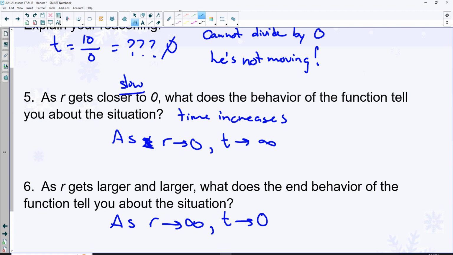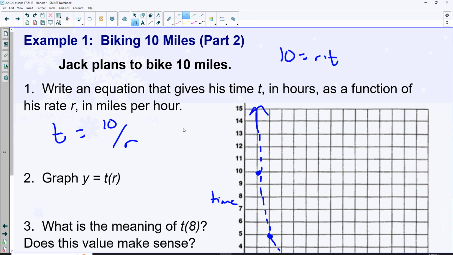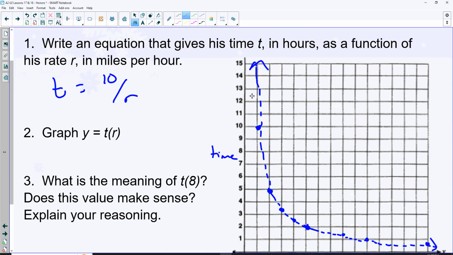This behavior, where it approaches a number but never actually gets there, is called an asymptote. So if we look back on the graph, over here, this blue line is going to get really, really close on the upper end. It's going to get closer and closer to the y-axis, but it never actually gets there. We call this, I like to abbreviate it as VA, and that stands for vertical asymptote.